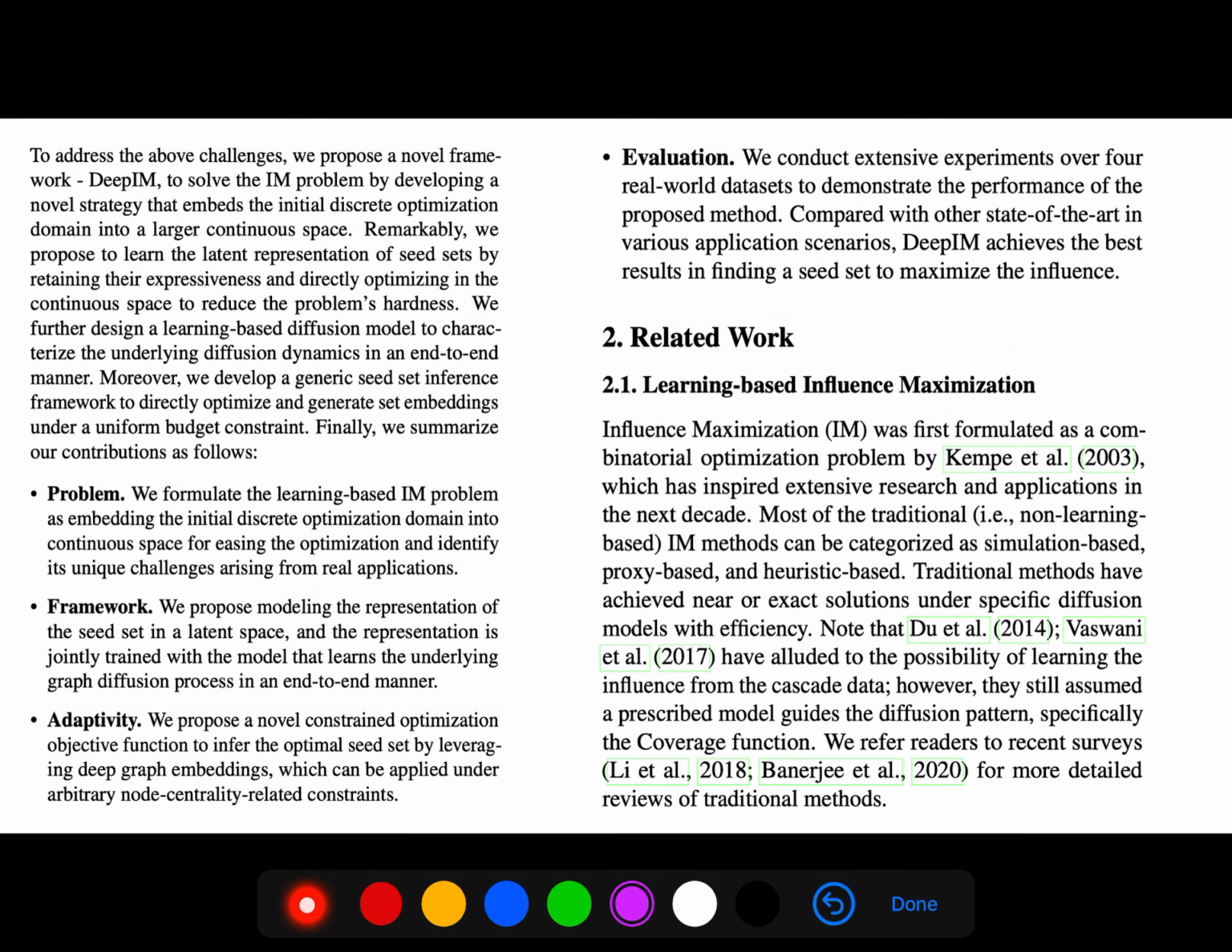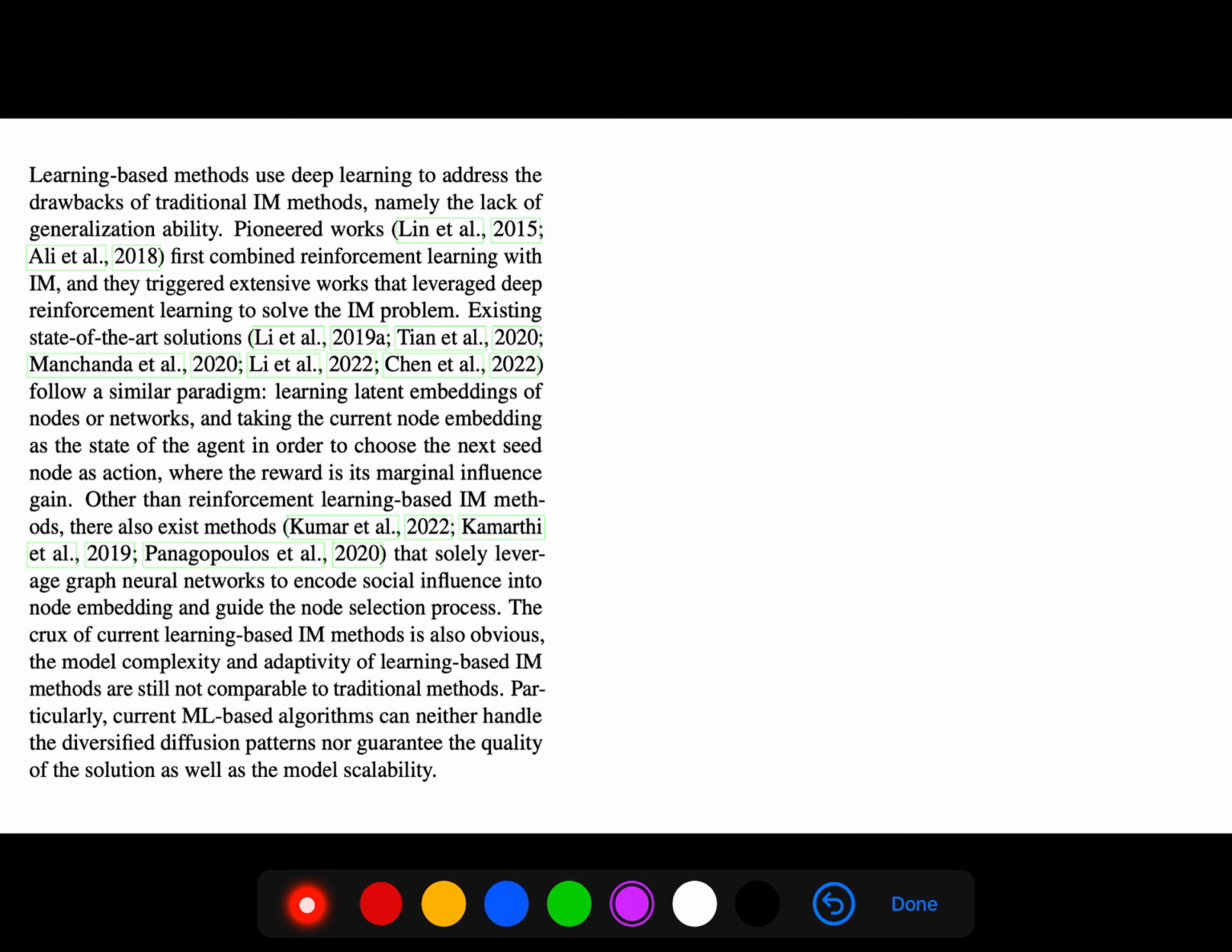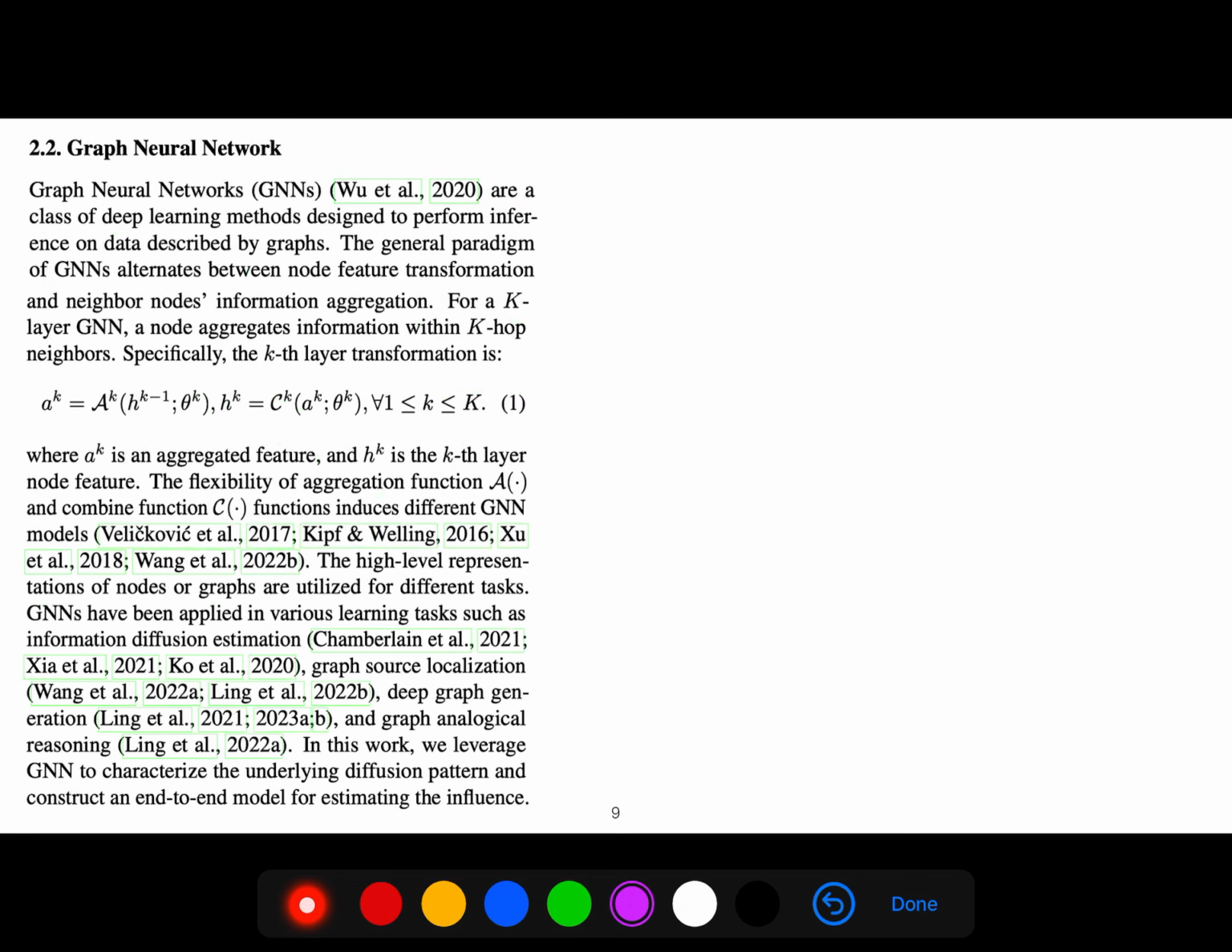And these are the related works: learning-based influence maximization, and then some people use reinforcement learning. Also, graph neural networks.